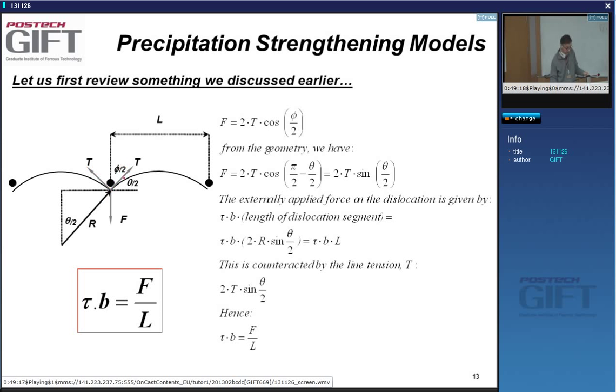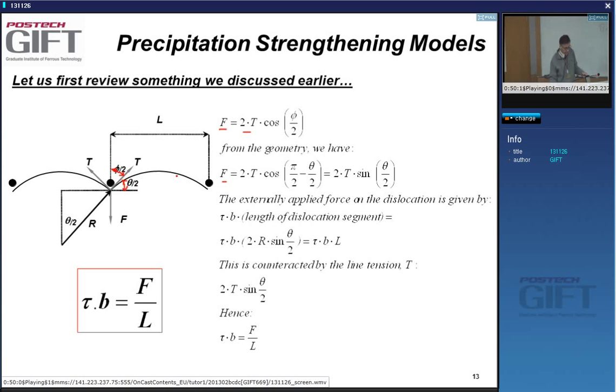And we know that if this angle here is phi over 2, and this angle is phi, we basically have F is 2 times T, 2 times the line tension times cosine phi over 2. So that's a fundamental equation. This can be rewritten in terms of the geometry, you can use phi over 2 or theta over 2 here, it's the same, and you then get 2T sine theta over 2.